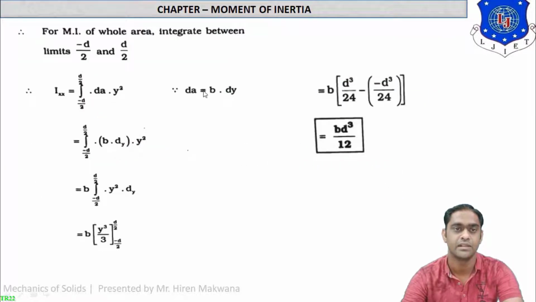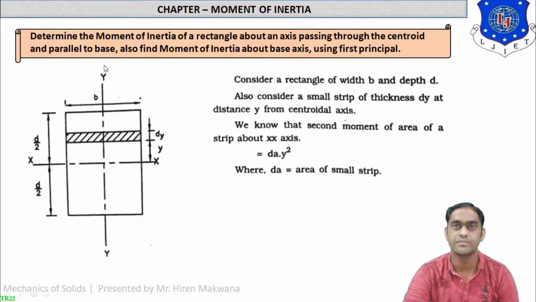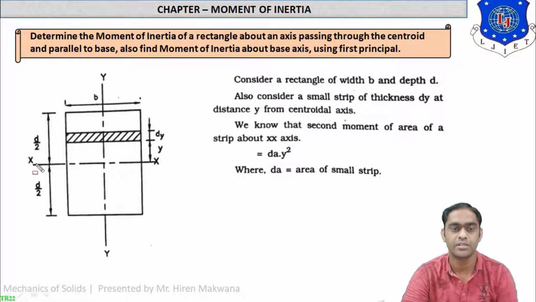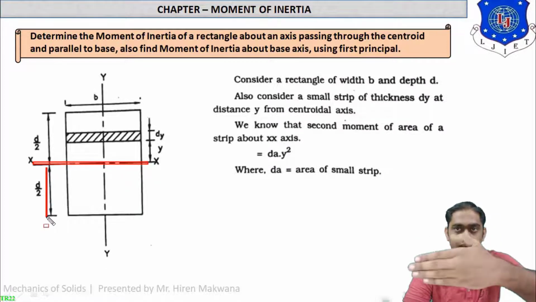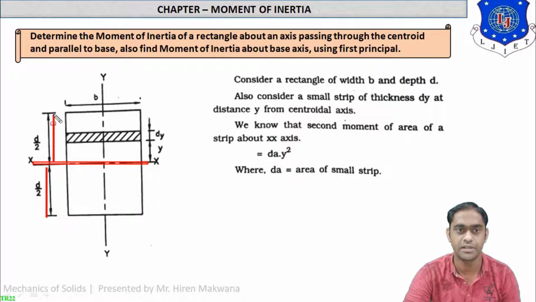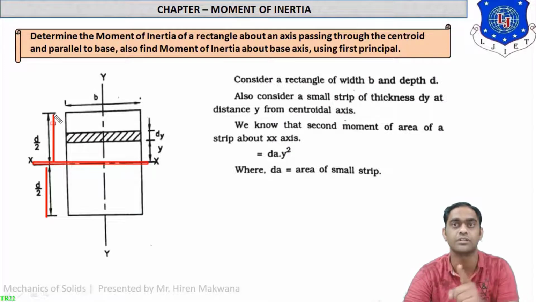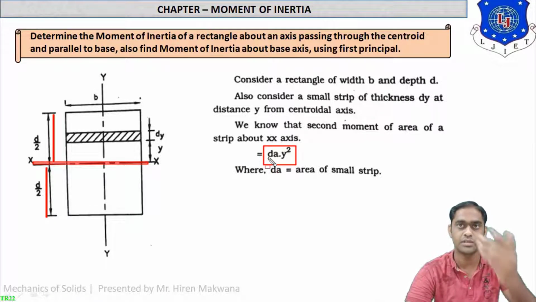Let us go ahead. Now for the moment of inertia of the whole area, integrate between limits minus d by 2 and plus d by 2. Why is it minus d by 2 and plus d by 2? If you are starting from this x-axis, then this is the lower limit, meaning in the negative y direction, so it is minus d by 2. And this is the upper limit, meaning in the positive y direction, so it is plus d by 2. So we have to integrate this formula from minus d by 2 to plus d by 2.